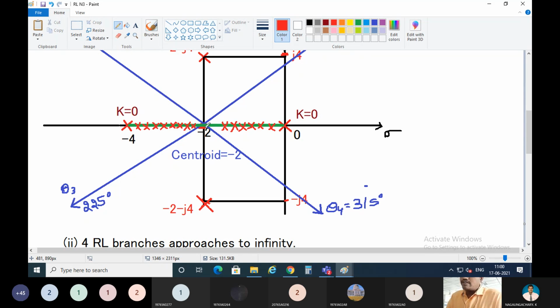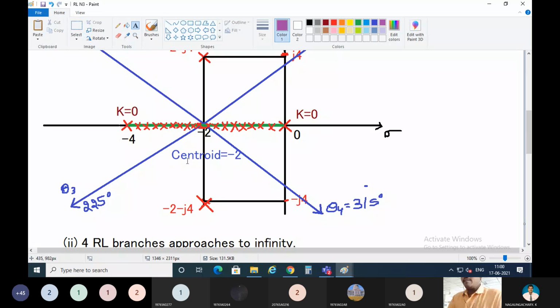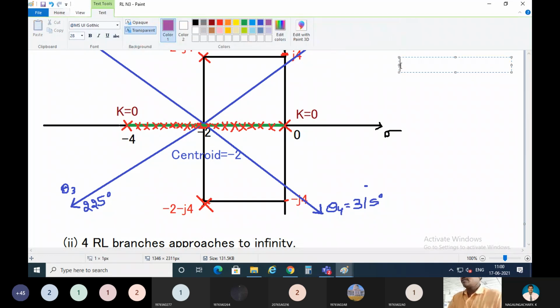At what point are they going to meet? They are going to meet at -2. That is the breakaway point. So write down: the breakaway point is also -2.